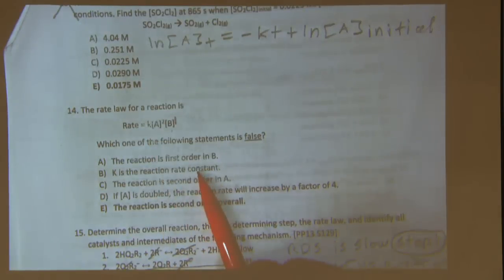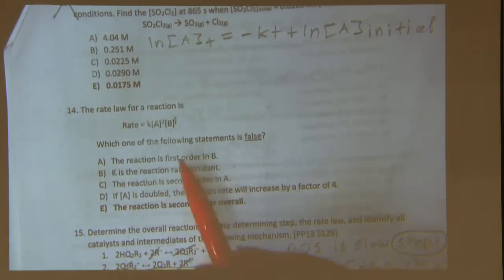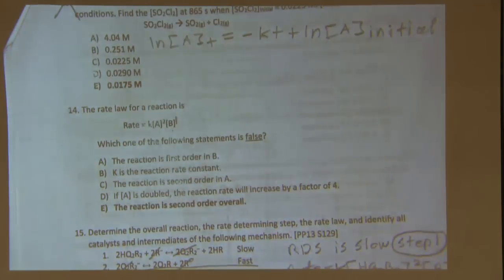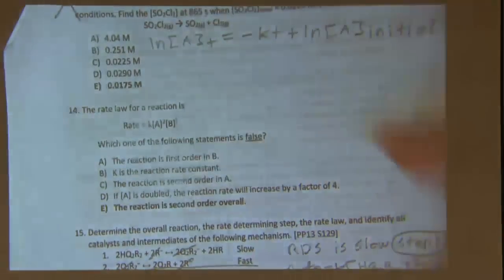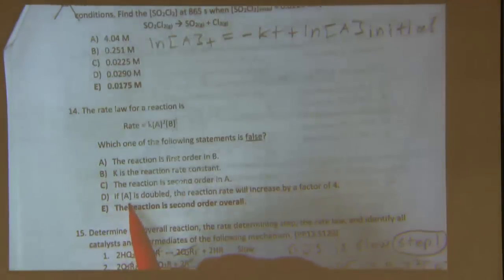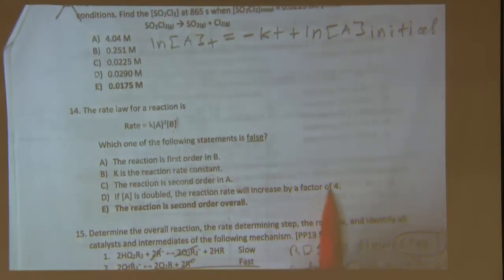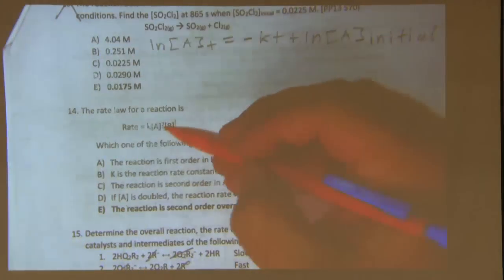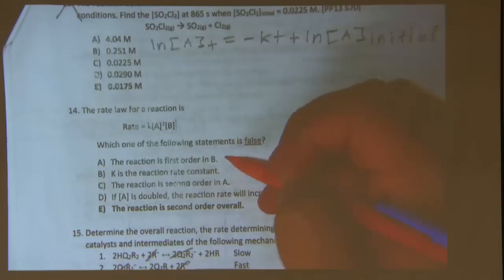Yep, so that's true. The reaction is second order in A. That is true. There's a 2 up there, which means it's second order. If A is doubled, the reaction rate will increase by a factor of 4. Is that true? Yes, it's second order. So if I double that, it'll quadruple the rate.